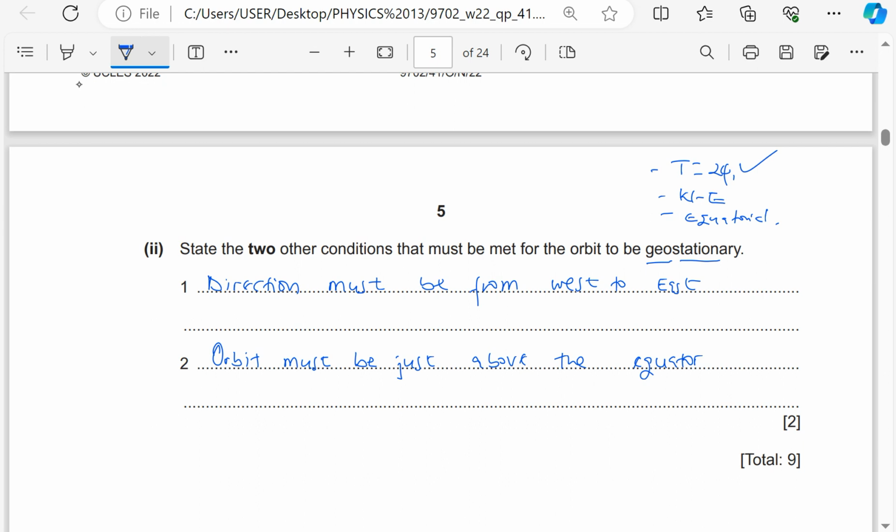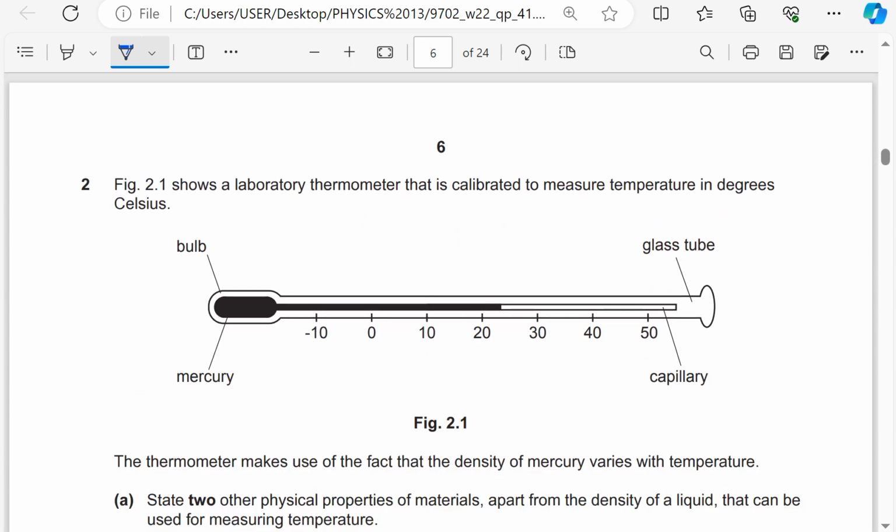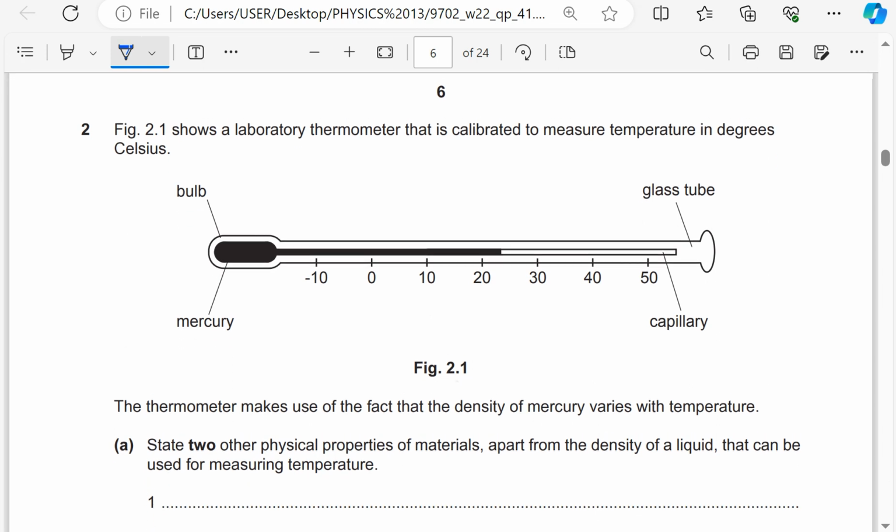If it was areostationary, that is from Mars, of course the direction must be the same as that of Mars around the Sun, and it should be just above the equator of Mars, if Mars has an equator anyway. Okay, so that was question number one, gravitational fields. Question number two is, I think, heat, temperature, and ideal gases.